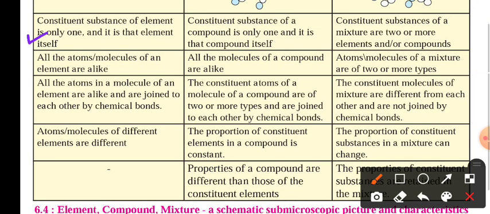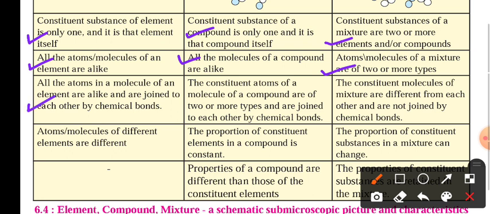The constituent substance of an element is only one type of element. The constituent substance of a compound is only one, and it is that compound itself. The constituent substances of a mixture are two or more elements and/or compounds. It can be anything: a mixture of atoms, elements, or compounds. All the atoms or molecules of an element are alike, meaning they are the same. All the molecules of a compound are alike. The atoms and molecules of a mixture are of two or more types.